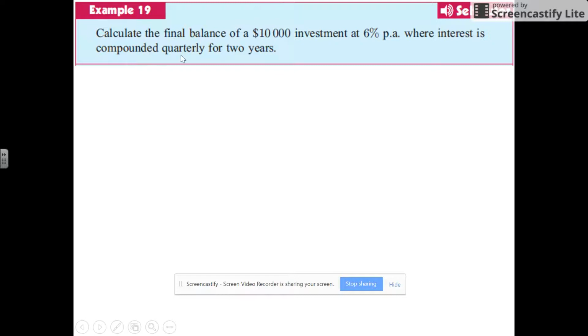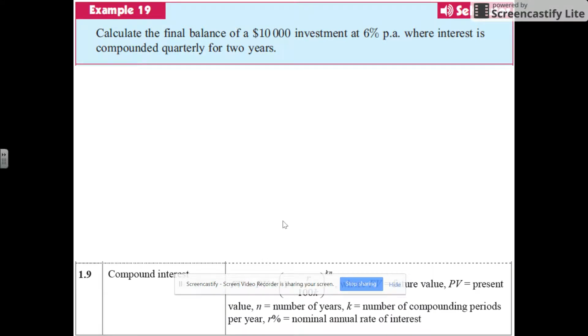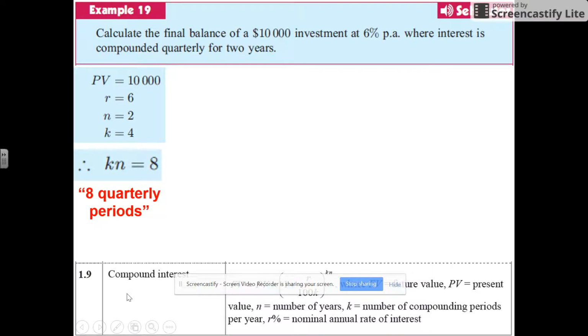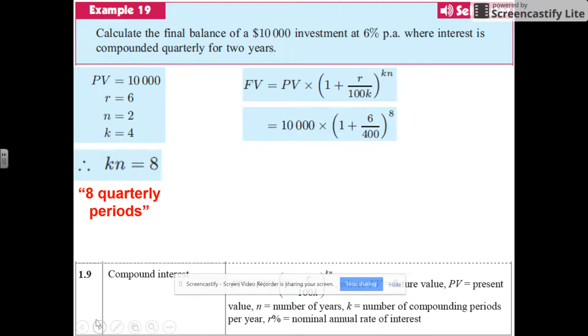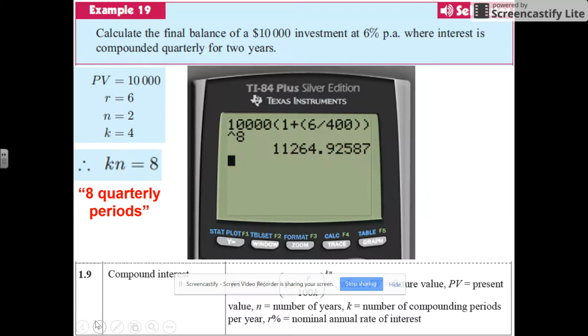Okay, so interest is compounded quarterly. So K would be 2. So there's 8 quarterly periods. So 2 years times 4 quarters, it's compounded 8 times. But again, you can just plug it in your formula to get an amount. Okay, we don't need to use our solver for that.